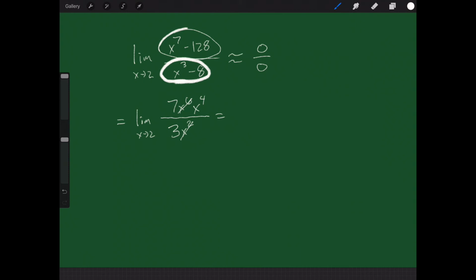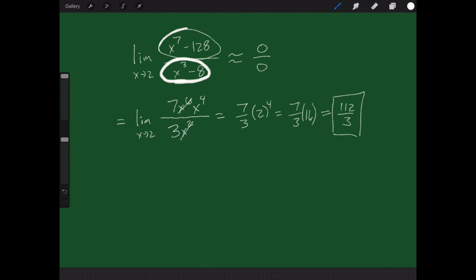And now if I plug in 2, I get 7/3 times 2 to the 4th, which is equal to what? Well, what's 2 to the 4th? Let's see, that would be 16. So we get 7/3 times 16. Or if you prefer, what would that be? So 70 plus 42 would be 112 over 3. Okay, and so we find the limit.